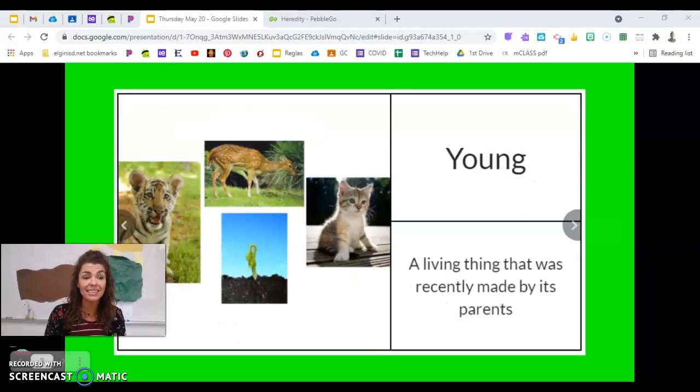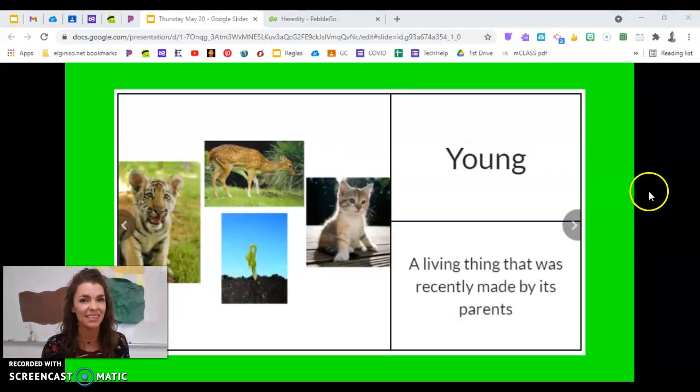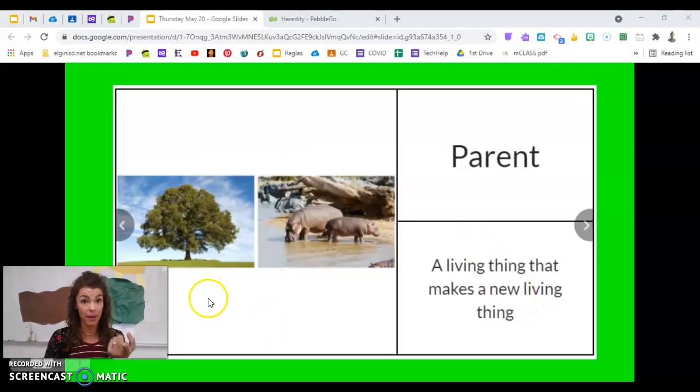Our next word is, say it with me, please, young. Young, or the offspring. You are going to draw me a young animal or a young person that was recently made by its parents. It's a baby. You're also going to draw me the parent. Say that word, please. Parent. The parent is who made that living thing. The tree or the hippo are two parent examples.